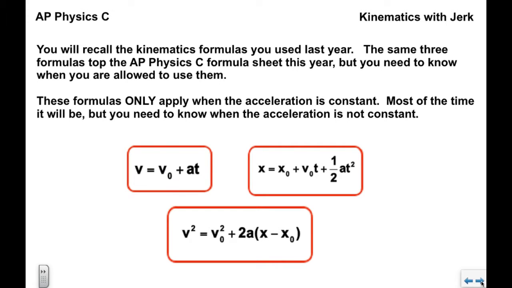Now you will recall from last year the kinematic formulas. The same three formulas are on the AP Physics C formula sheet this year, but you need to know specifically when you are allowed to use them. These three formulas only apply when the acceleration is constant. Most of the time it will be, but you need to know when it's not so that you can know when you can't use them.